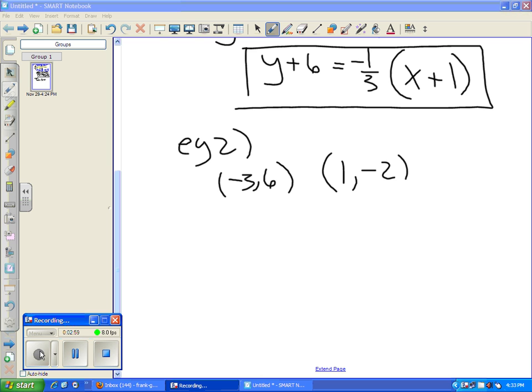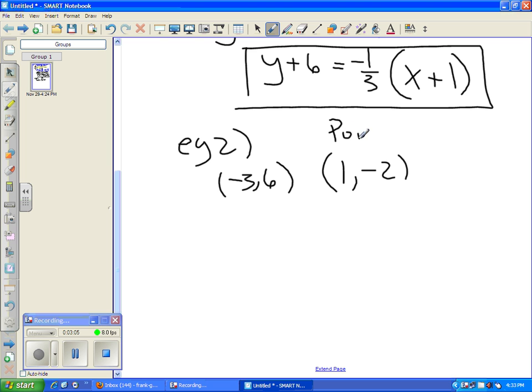So let's say you're given this example 2, where you're given 2 points, and they're asking you to put it in the point-slope format. So first of all, in the point-slope format, all we need is one of the points, and we have 2 points, but now we need the slope.